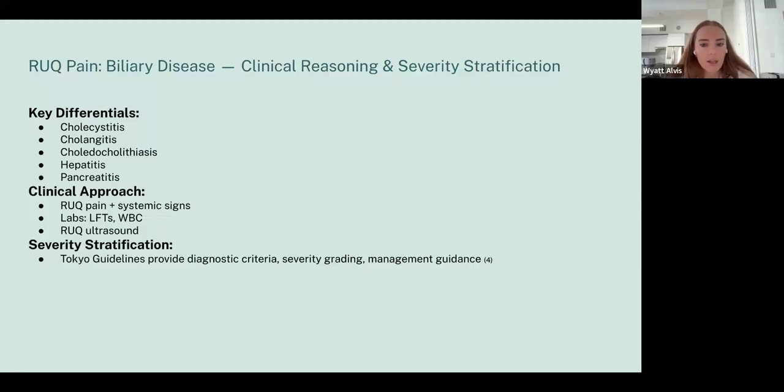And so this is where the Tokyo guidelines, which are not exactly a scoring system, but are a guideline, come in. They are used to distinguish between uncomplicated biliary disease and acute cholecystitis versus cholangitis. So differentiating between totally uncomplicated biliary pathology and then more acute, intervention-needing acute cholecystitis versus cholangitis.